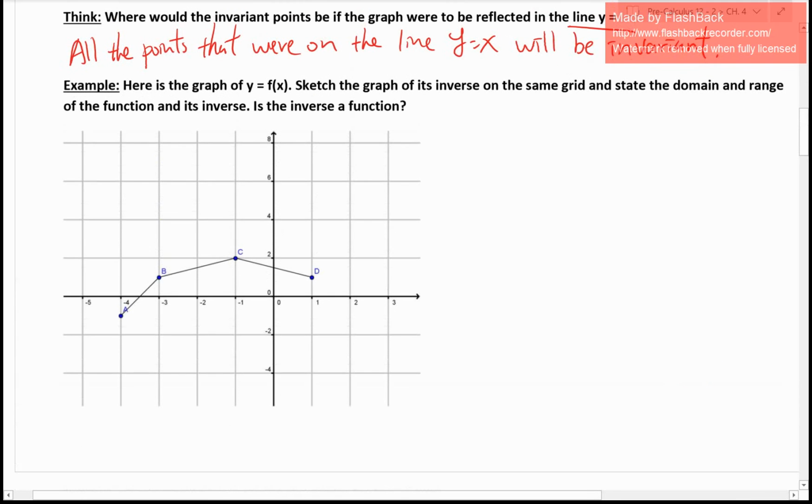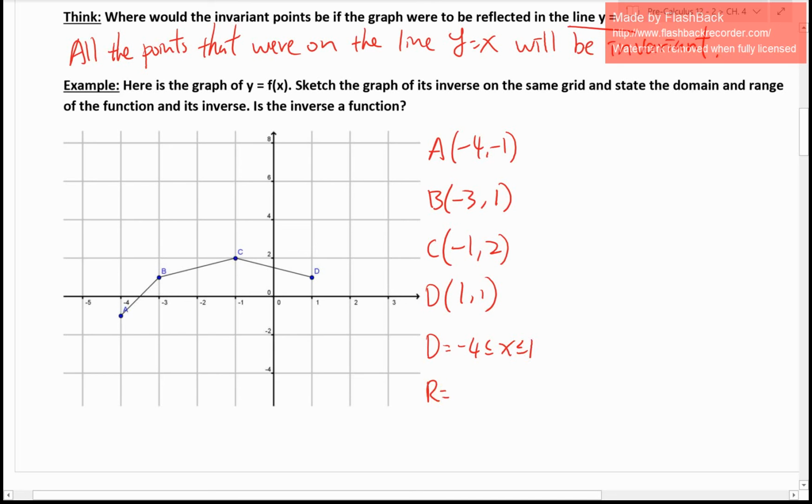All right, let's look at this example again. This looks rather familiar. We're going to sketch the inverse of this graph and state the domain and range as well. Let's write down the points first. A is -4, -1. B is -3, 1. C is at -1, 2, and D is at 1, 1. The domain here goes from -4 to +1, and the range goes from -1 to +2.